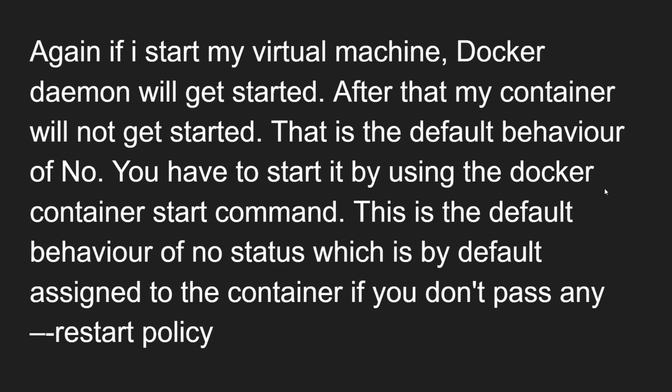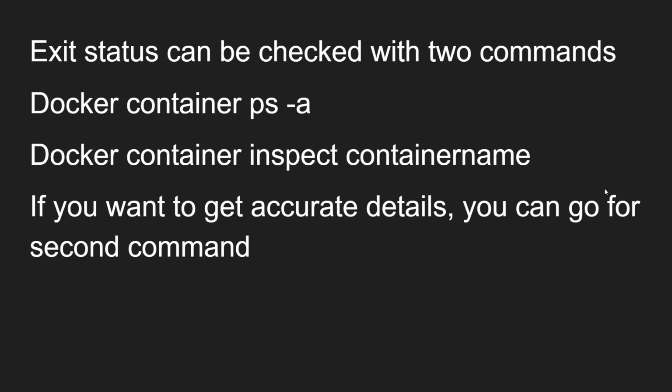Again, if I start my virtual machine, the Docker daemon will get started. After that, my container will not get started. That is the default behavior of no. Whenever you start the virtual machine again, the Docker daemon will get started, but the containers will not. You have to start it by using the docker container start command. This is the default behavior of no, which is by default assigned to the container if you don't pass any --restart policy. So this is the concept which you need to understand. Hope you are clear with this one.